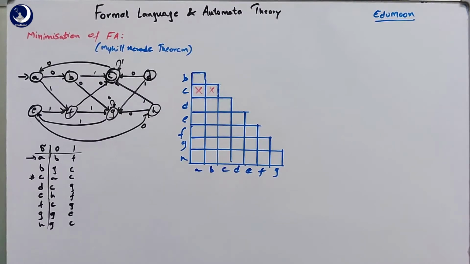Similarly, if you check for all the combinations, CD: D has a path to C. For E, we can go from E to F and F to C. From H there is a direct path. And from G you can go to E, and E to F and F to C. So all the states have a path to the final state. So you can mark all the combinations of the blocks here with the final state.